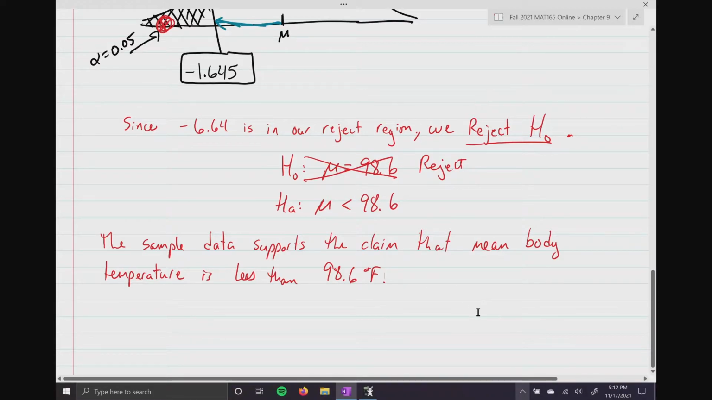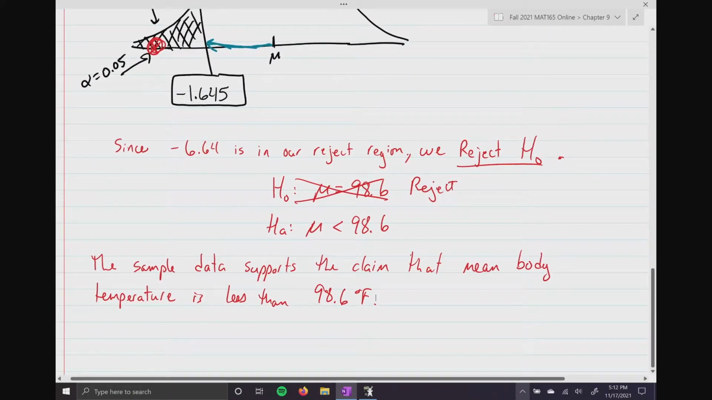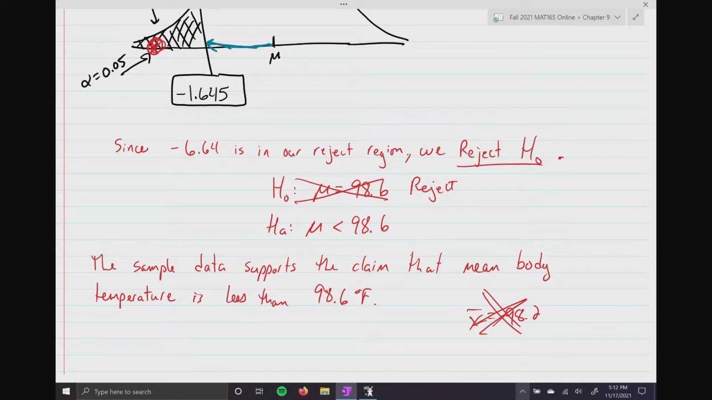Okay? And when you think about it, it's actually very powerful right there. Because like I said, our whole life we've been told normal body temperature is 98.6. However, the data that we've collected actually supports the claim that it's actually less than that. Now, just because our x-bar, our mean, was 98.2, does not imply that the average body temperature is actually 98.2. It does not imply that at all. It just means maybe the actual body temperature is less than 98.6.